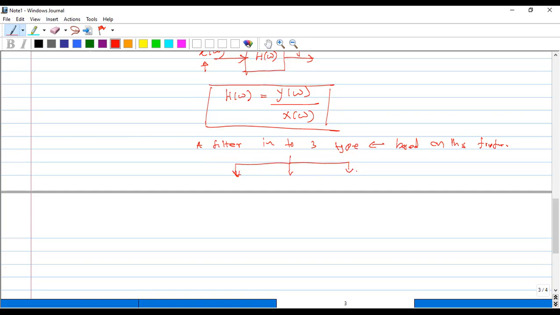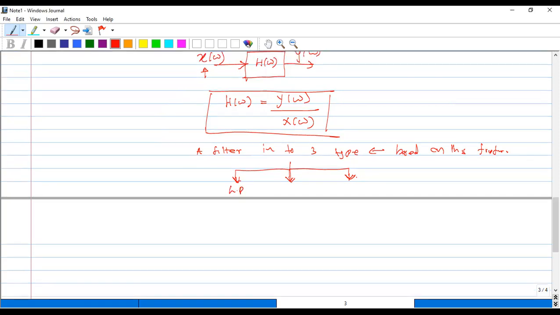Everyone knows this. What is this? I think the first year students also know this. There are three types. What are they? So this is one, your answer is correct. Low pass filter is one type. What are the other types? Yes, very good.